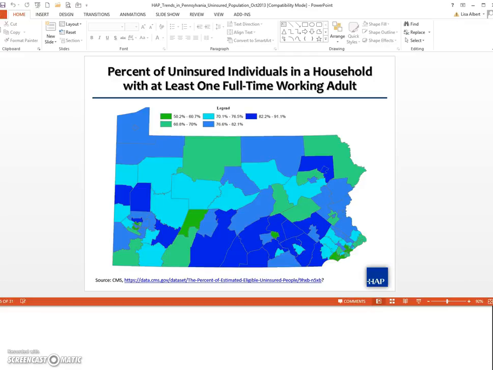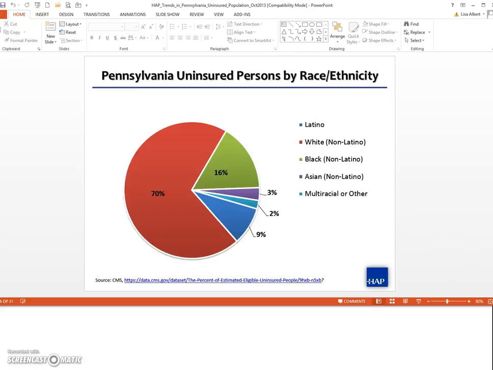Here is the percentage of uninsured individuals in a household with at least one working adult, broken down by counties. The largest numbers are in the dark counties, and if you think about where the larger cities are and where the rural areas are, that could certainly play a role in this information. Then here we have another slide, Pennsylvania uninsured persons by race and ethnicity. And here, like we said initially, 70% are actually Caucasian or white non-Latino.